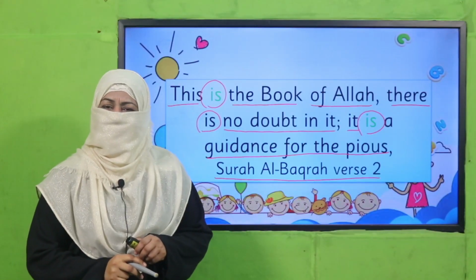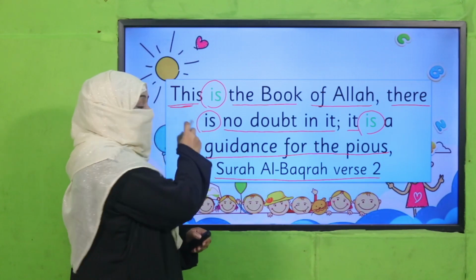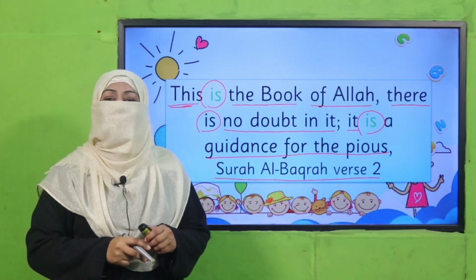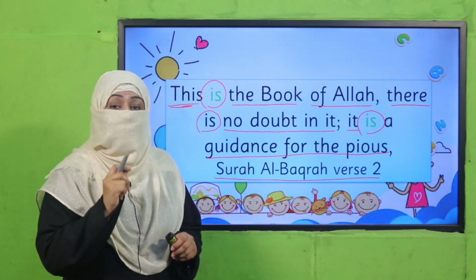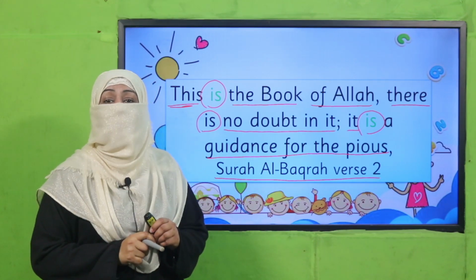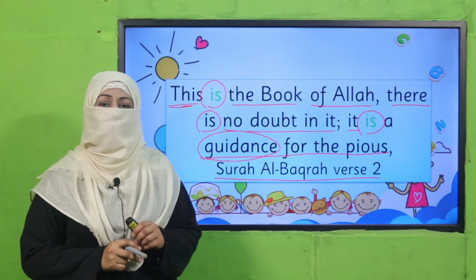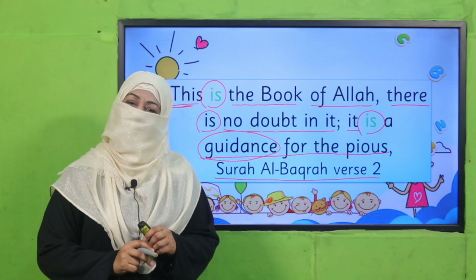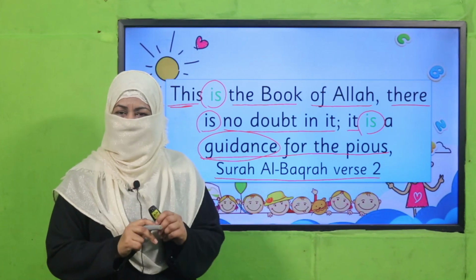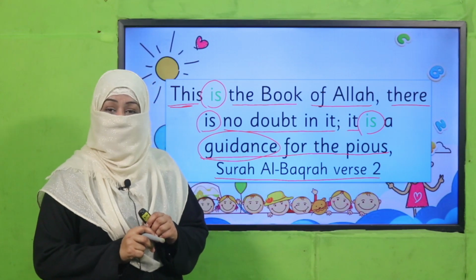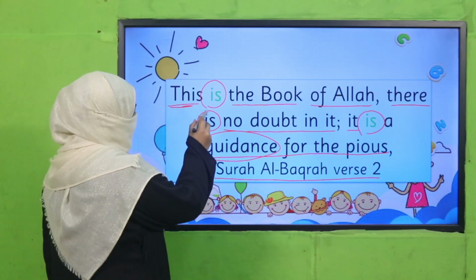Yes, my dear students, what is this beautiful verse telling us? Allah subhanahu wa ta'ala is mentioning a book. This is the book. Which book? Quran Pak. Beta, Allah subhanahu wa ta'ala is saying Quran Pak is the book of Allah. It's the speech of Allah subhanahu wa ta'ala, and it is guidance for us. So from where should we learn the things? From Quran, where Allah subhanahu wa ta'ala is teaching us everything, right? So alhamdulillah, we are learning Quran. Good job.